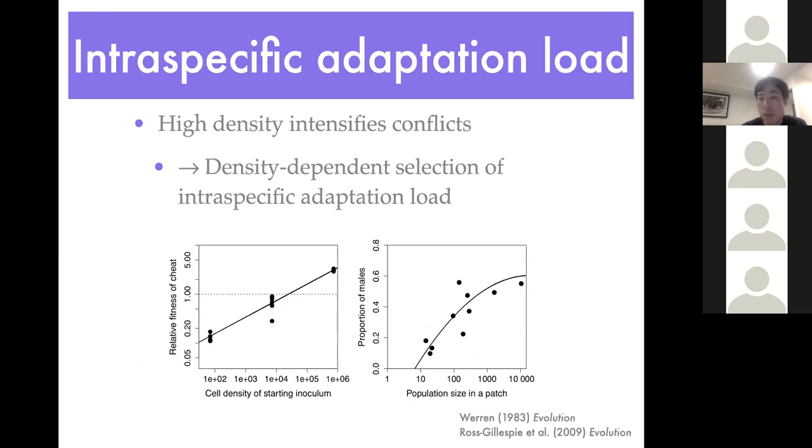And one important feature of this kind of load is it can be density dependent. So if the conspecific density is very high, that high density can intensify the intraspecific conflict, and that can result in the density dependent selection of intraspecific load. So here are some examples from previous studies. The x-axis is showing the population density, and the y-axis is showing the fitness of cheaters or proportion of males. Those are basically selfish traits, and they are increasing functions of population densities.